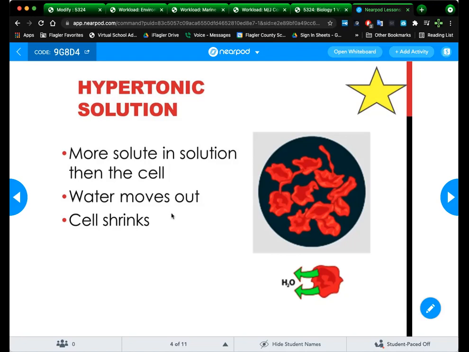Okay, this is also the reason, especially more so up north when there's a lot of snow and they put salt on the roads, that salt is going to end up killing the plants because it dehydrates the plants, pulls the water out of the plants, okay, and they can't survive.